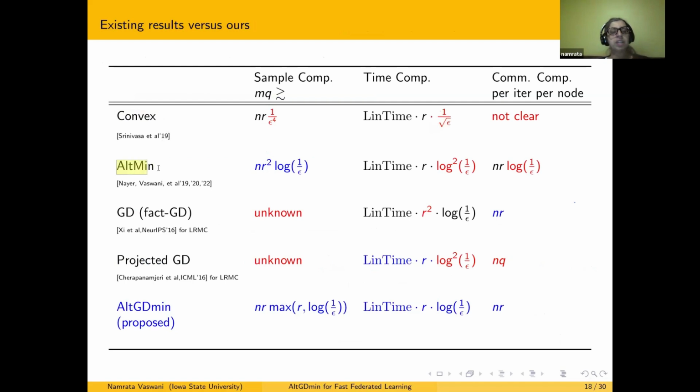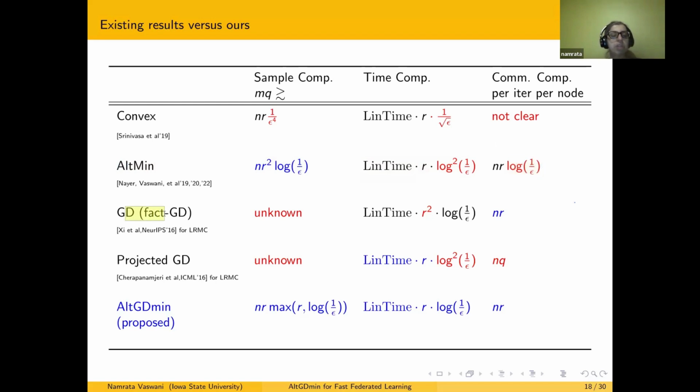Then we studied alternating minimization. We actually studied it for the more general phase retrieval problem, but it trivially applies to the special case of linear column-wise sensing. Sample complexity is fine here, but time complexity, because you're doing a full minimization over U, has a log square term, which in practice becomes quite slow. And same, you have an extra log term in each iteration in the communication cost too.